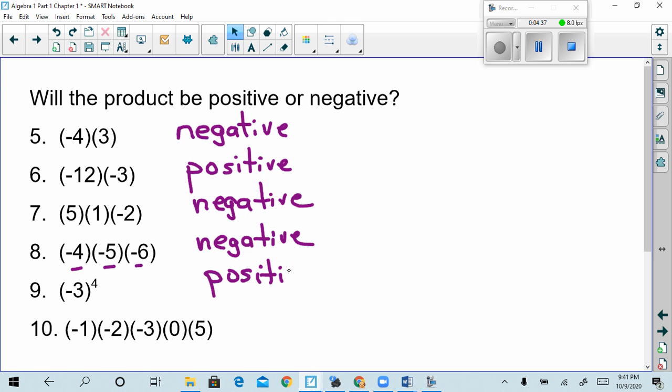I look across at my next one. I see 1, 2, 3 negatives. Negatives means odd, but wait. There's a 0, and anytime one of your factors is 0, the entire product is 0.